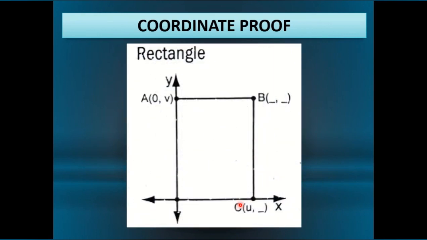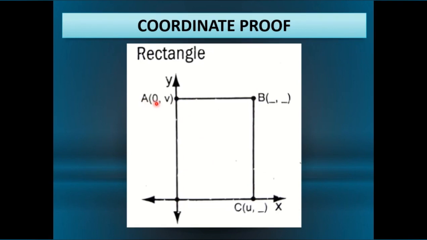Then for a rectangle, again, this is at the origin, so we'll have here 0, 0. In a rectangle, opposite sides are equal. So this line segment AB will be equal to this line segment, and the same thing with these two given line segments.